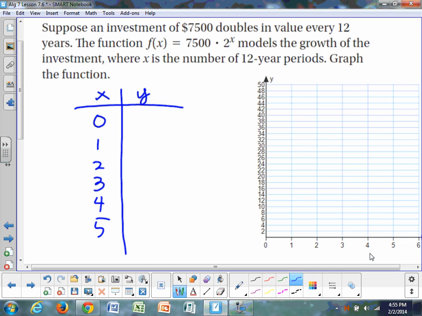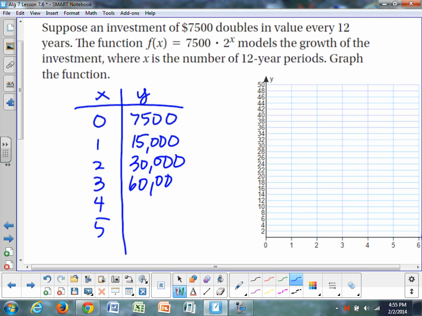So after 0 12-year periods, of course, I'm going to be at where I started, 7,500. After one 12-year period, that doubles, so that's 15,000. After 2, it doubles again, 30,000, 60,000, 120,000, 240,000, and 480,000. Now that's 6 12-year periods, so that is 72 years of this investment.